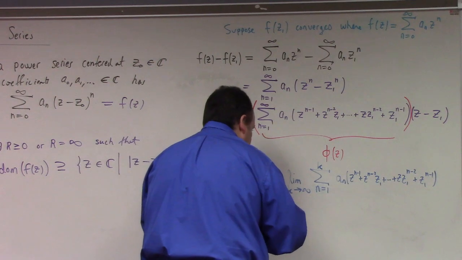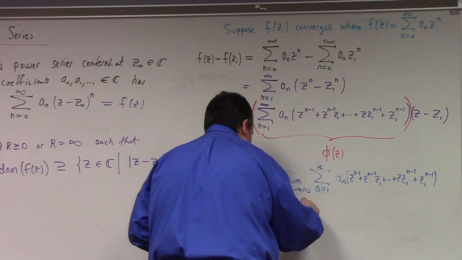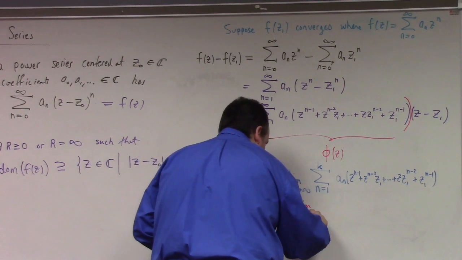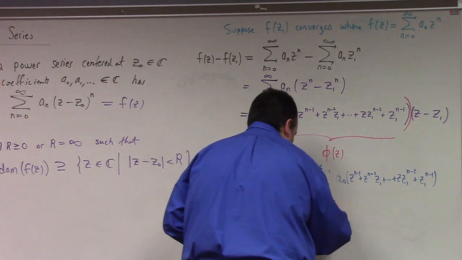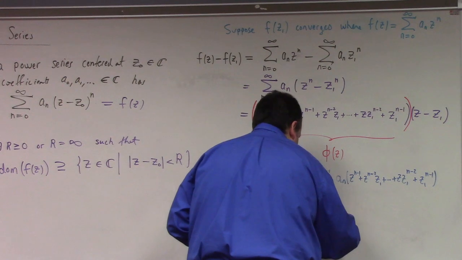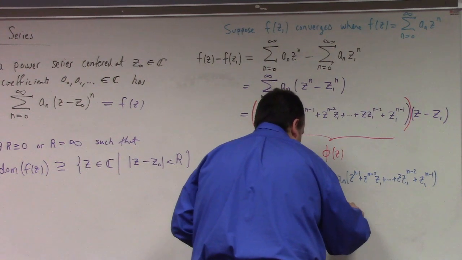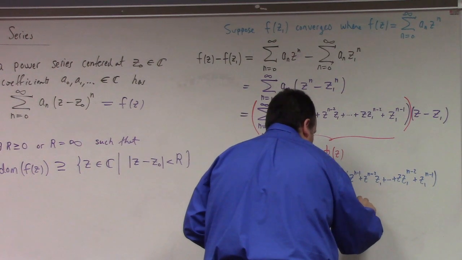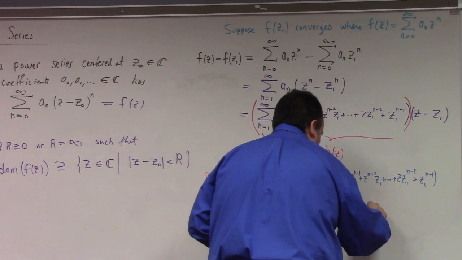What happens when the limit as z goes to z1 hits this for finite k? Think about that. Tell me what happens. The stuff inside the parentheses collapses to n times z sub 1 to the n minus 1. Ah, the stuff inside the parentheses collapses. So what are you using? You're using limit laws, right?